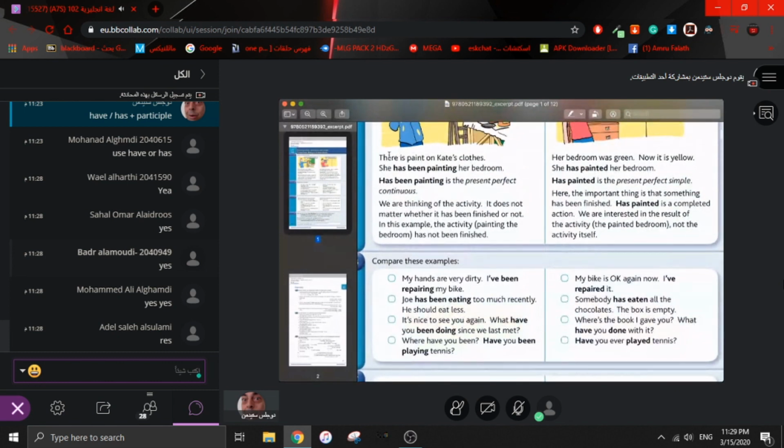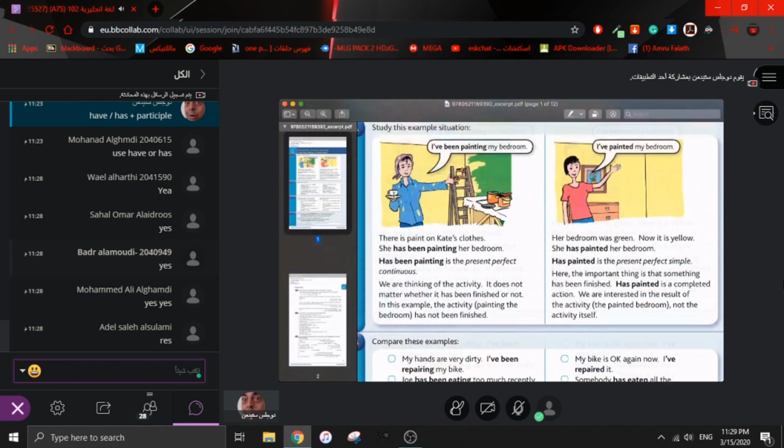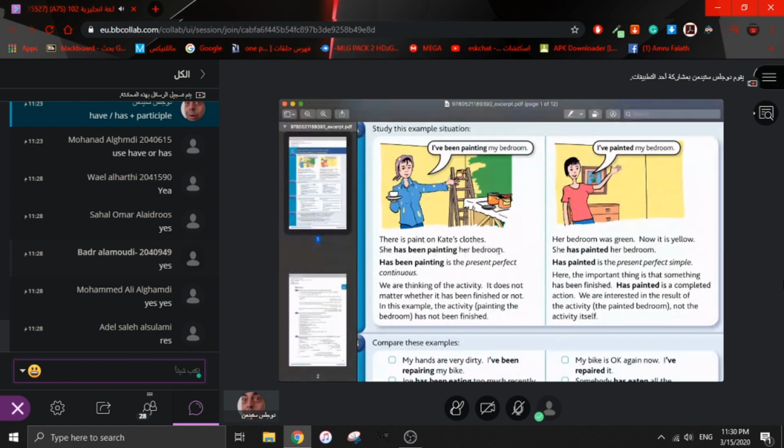Oh, first let's read these. Yes, there's paint on Kate's clothes. She has been painting her bedroom. That's the present perfect continuous. You don't really need to know the name, just how to use it. In this case, we're thinking about the activity. It doesn't matter if it's finished or not finished. So here, painting the room has not been finished. I've been painting it for a long time and it feels like a long time, so stressing the duration.